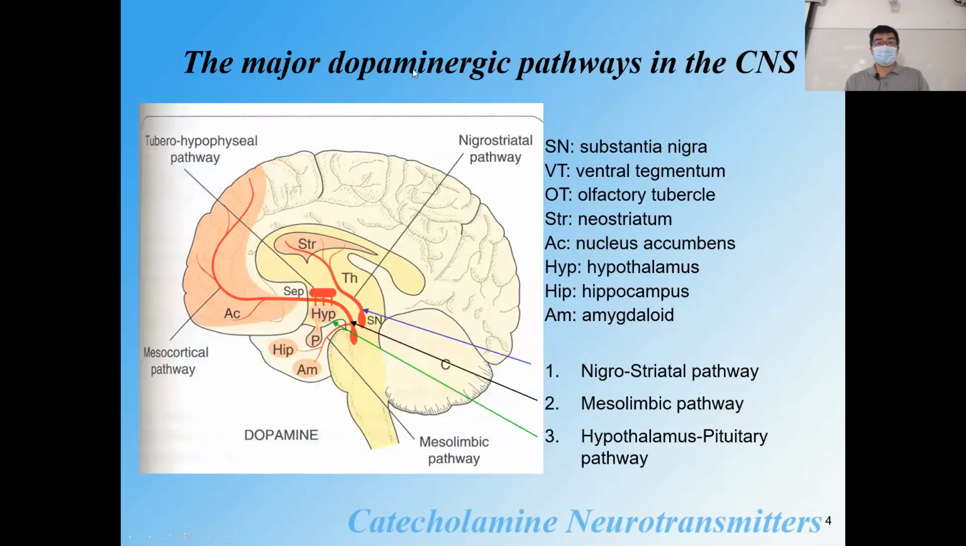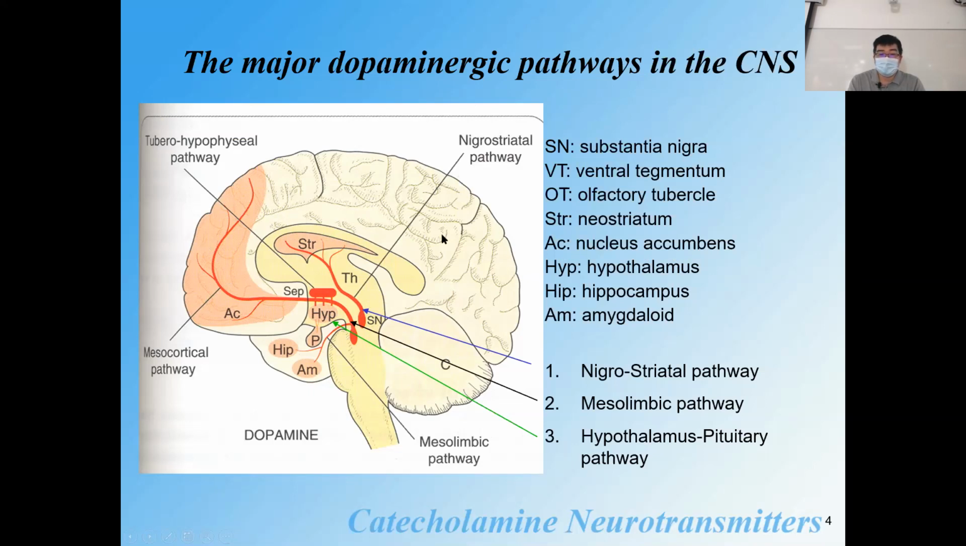Now the other one, dopaminergic pathways. There are also a group of neurons in different areas. So there is the substantia nigra, ventral tegmentum, the olfactory tubercle, neostriatum, nucleus accumbens. Those are the projected areas. The substantia nigra is in the midbrain, and the ventral tegmentum. Now it will send those pathways into the frontal cortex and also the striatum.